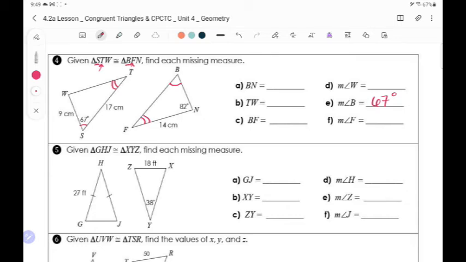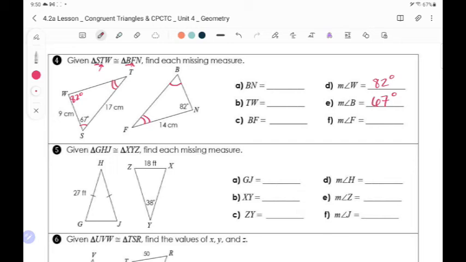Right now, we don't know that measurement. And then we have the last one, W and N. Here's W, and N is 82. So what does that tell me? If N is 82, so is W. So over here I can write measurement of angle W is 82 degrees.